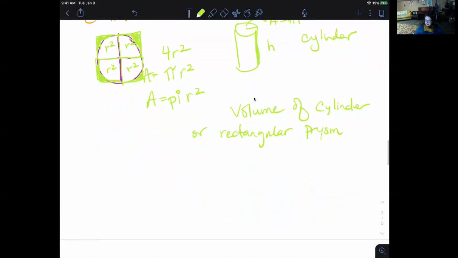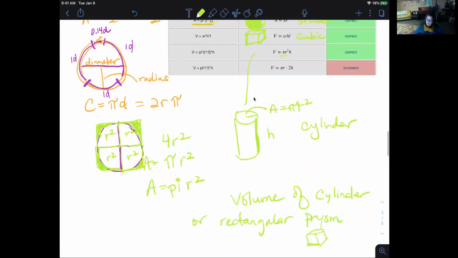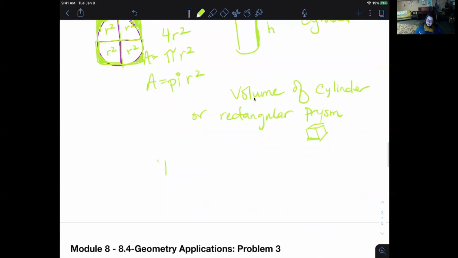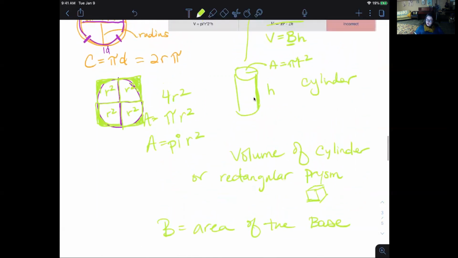Maybe, which is basically that rectangular shape. It's 3-dimensional. So what we have here for this one, this is going to be volume equals base times height. Now we're using the big B to represent the area of the base, because you notice that when I find the area of a cylinder, I'm finding the area of the base and multiplying it by the height.